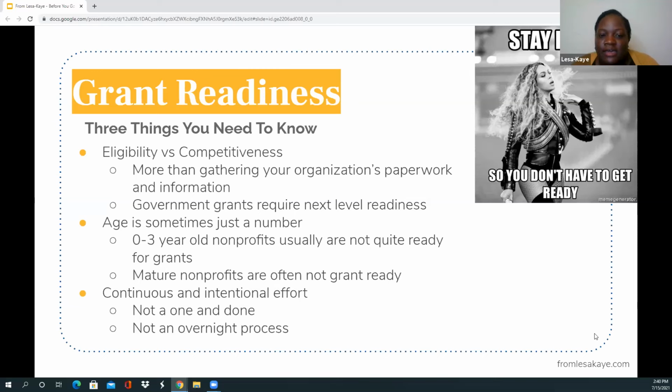And then just keep in mind that grant readiness is a continuous, intentional effort. It's not a one and done. It's not a, well, we focused on readiness and we're good. No, it's something that you have to continuously focus on. It's about maintaining your foundation, maintaining your competitive edge. And it doesn't happen overnight. If you are a nonprofit that's new or maybe in decline, you could be focusing on grant readiness for 3 to 5 years before you submit for a grant.